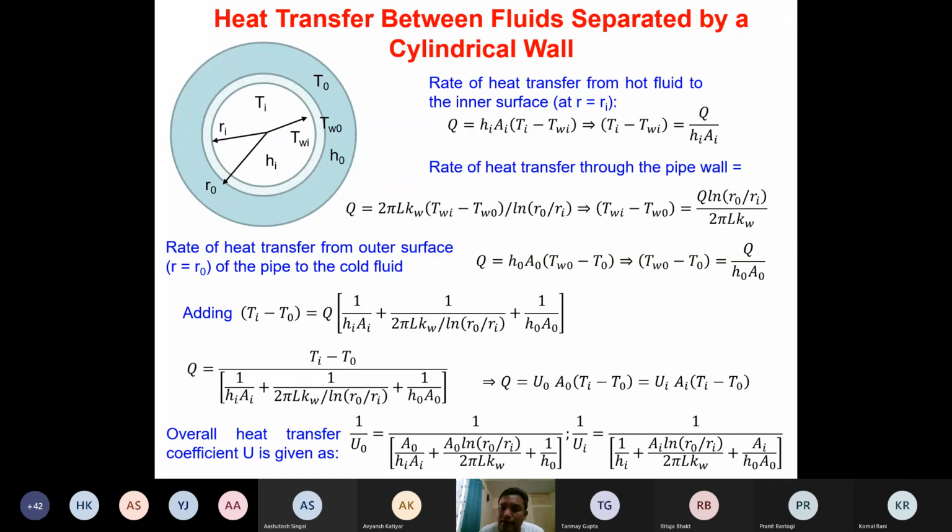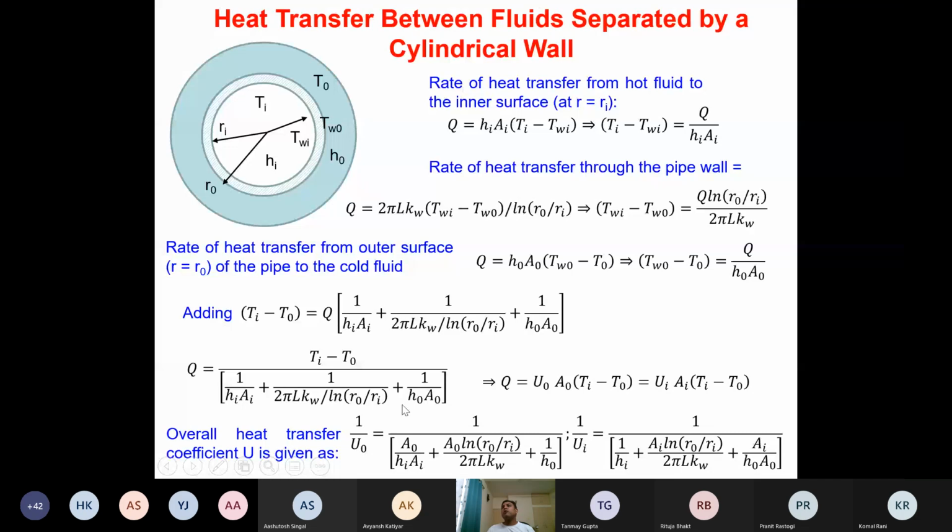So now again the concept of overall heat transfer coefficient is used. First Q is obtained as delta T divided by this entire bracket, which is nothing but 1 upon hi Ai plus 1 upon 2 pi L Kw by ln R naught by Ri plus 1 upon h naught A naught.